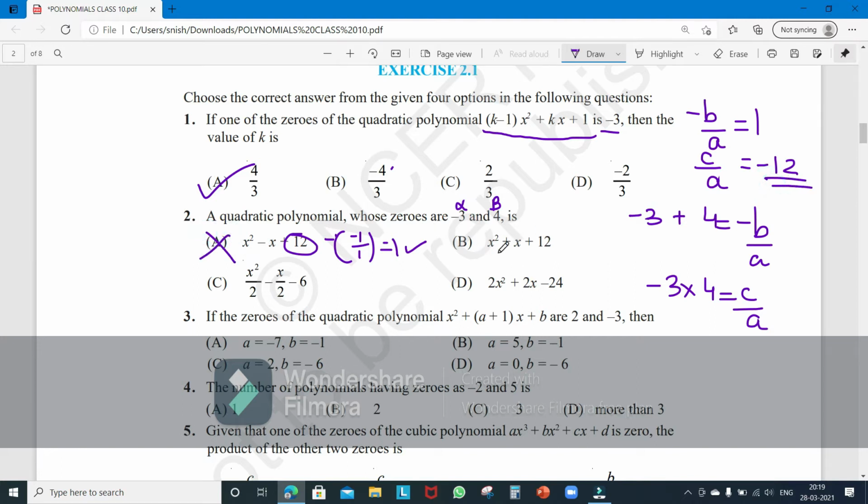Next, x square plus x plus 12. Sum of the roots is minus of b by a, so minus of b is negative 1 here and a is 1. In the first itself you are getting negative 1, so it's wrong. Next, this one, minus of b, which will be minus of minus 1 by 2 by a, just positive 1 by 2. Minus into minus is plus, 1 by 2 will get cancelled, you will get positive 1.